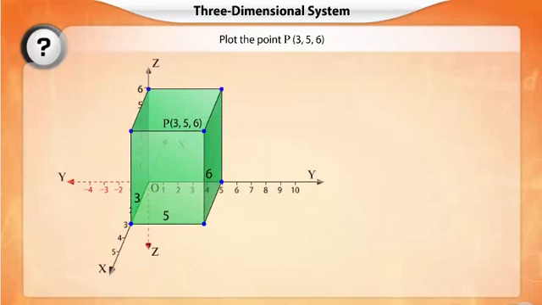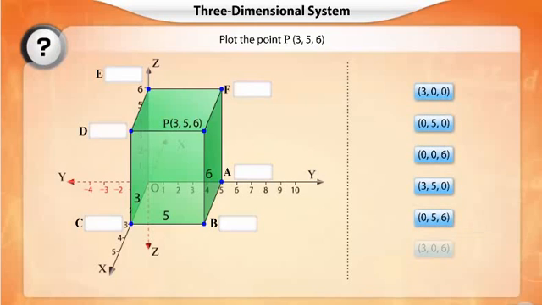Now, consider the cuboid shown. 6 points have been identified. Identify the coordinates of each of these points. 6 options have been provided. Click any option and then click the empty slots. Click the Submit button after selecting the coordinates of all points.